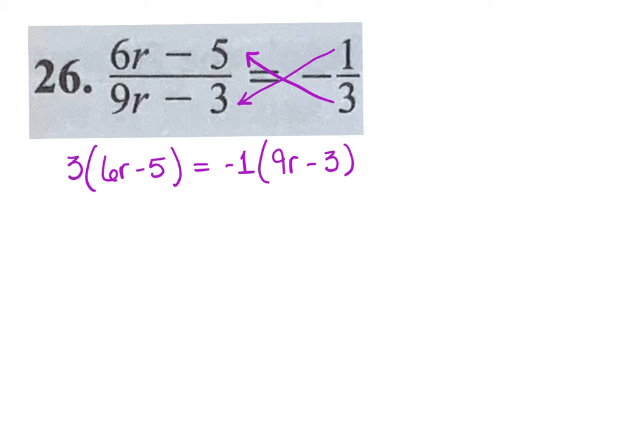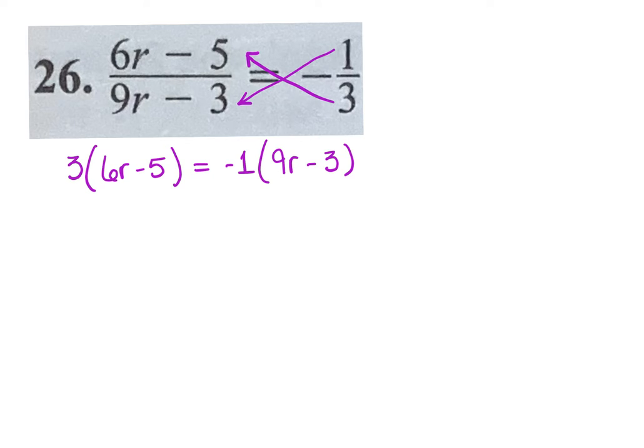So for this one, cross multiply the 3 to the 6r minus 5 and the negative 1 to the 9r minus 3. When there's a group, you have to put parentheses or you will do it incorrect. So my next step here then, once I have it set up, is to do what? What do I need to do here?